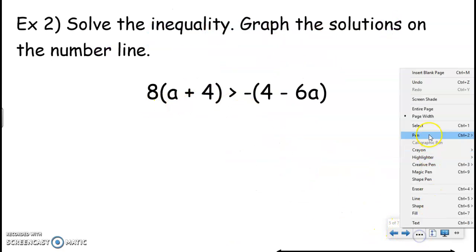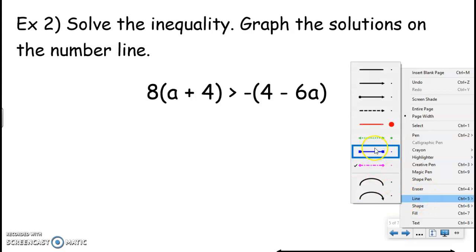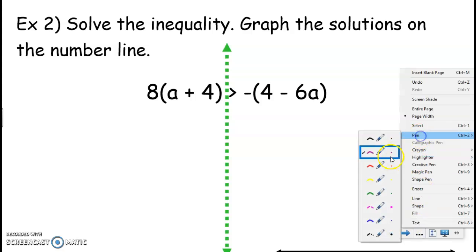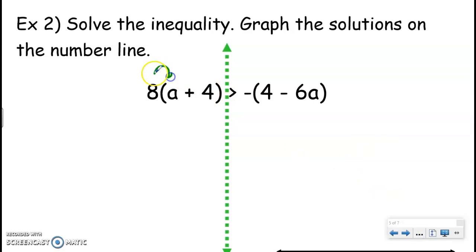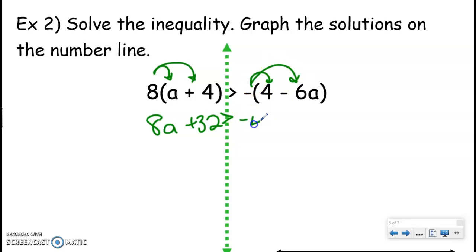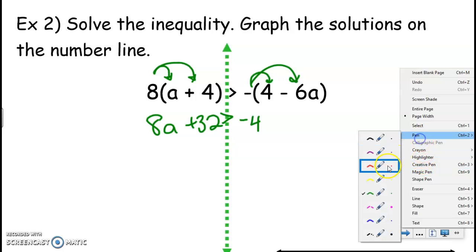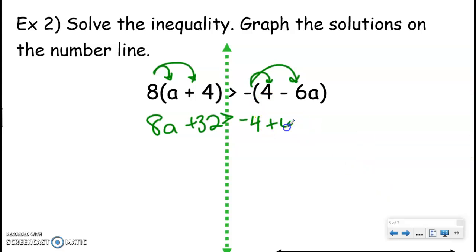Okay, again, drawing my line through the inequality sign, and then eliminating parentheses by distributing. So I'm going to do that. So 8 times a is 8a. 8 times 4 is 32. Negative 1 times a is negative a. Sorry, negative 1 times 4 is negative 4. And negative 1 times negative 6a is positive 6a. Remember, if there's not a number here, we can squeeze a 1 in.